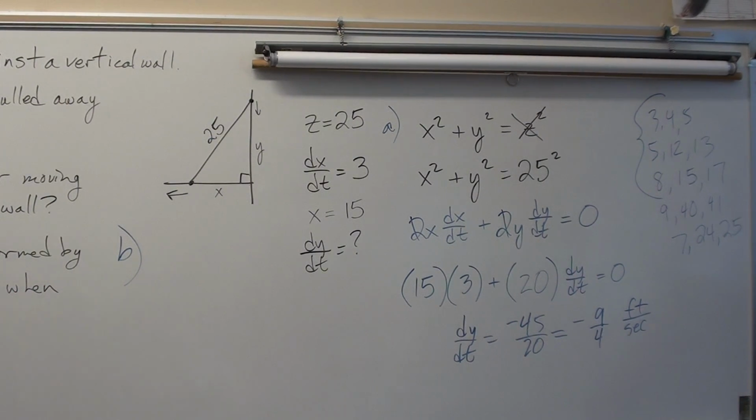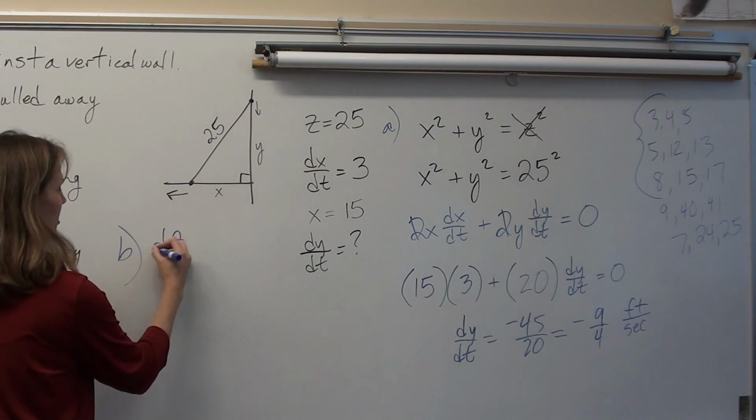Okay, now we have to do part B. How fast is the area of the triangle formed by the wall, ground, and ladder changing when the bottom is 15 feet from the wall? We've already written everything that we're given. We need a letter to represent area. What do you want to use? A. So what are we trying to find for part B? dA dt. How fast is the area changing, right? So for part B, we're looking for dA dt.